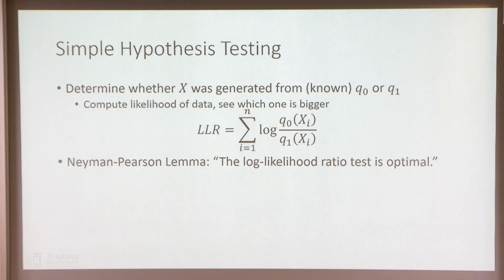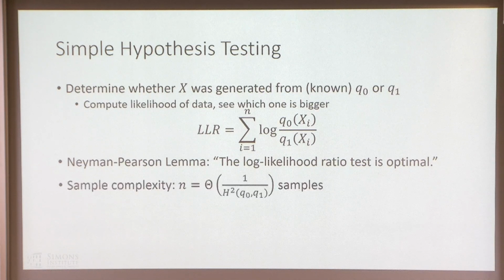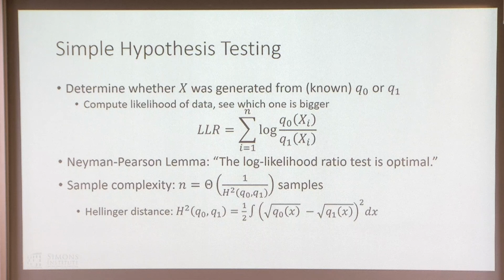That is like no constant factors, this is the best test that you can get. It's uniformly the best test. So in case you like minimax bounds, you can actually show that the sample complexity of this test for any two hypotheses, Q0 and Q1, is going to be 1 over their Hellinger squared distance, which is another type of distance. And so this is a very nice story to tell about this one test.